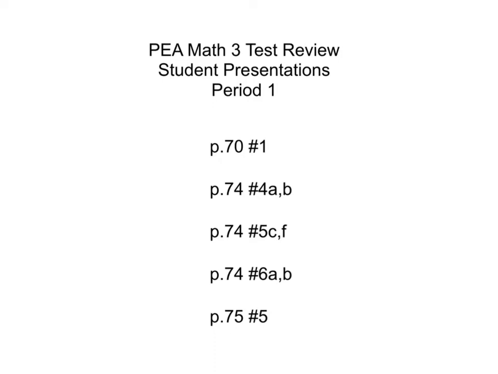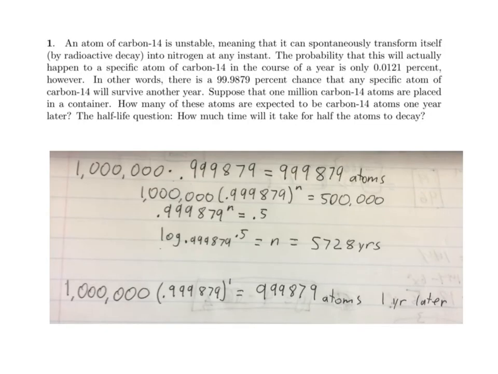So this is our test review for page 69 through 78. You see most of it's kind of grouped into 70 to 75, along with a few other problems that we'd worked on. This is our period 1 presentations. Alright, so this is page 70, number 1.